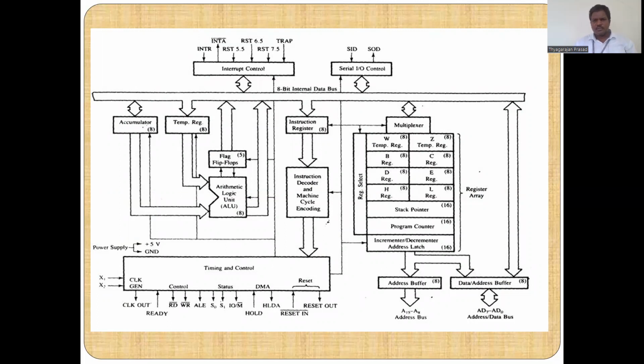Here is the serial input or output control. When we are receiving data serially, that is serial input data, and when we are transmitting data in serial form, that is serial output data. The interrupt control has 6 blocks: interrupt receiver, interrupt acknowledgement, RST 5.5, RST 6.5, RST 7.5. These are the interrupts. What is the purpose of an interrupt? An interrupt is like a subprogram that interrupts the main program.